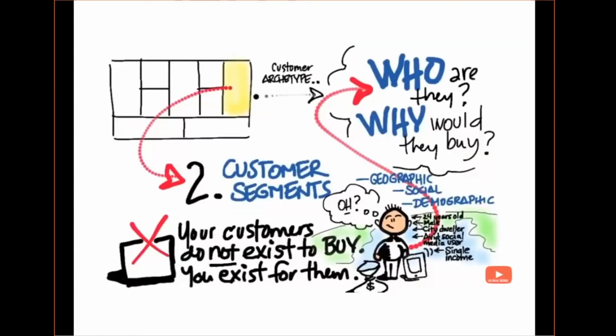About customer segments. Your customers do not exist to buy, you exist for them, so you cannot take things for granted. Yeah, why would they buy from you even though your solution meets a requirement? But why would they buy from you? Maybe they want to buy from other people, from competitors. Yeah, so geographical differences, socio-demographic, all that will come into the picture.